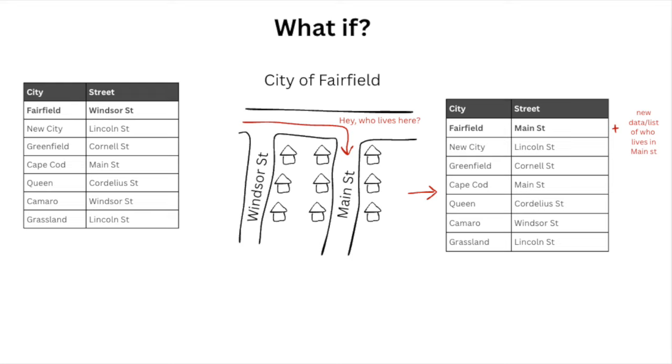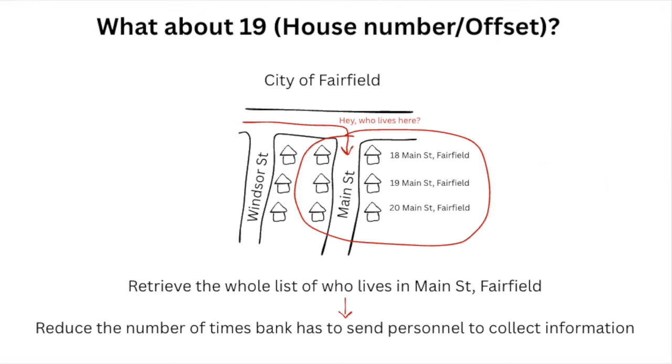This is the same as updating the tag, which is the street name, and updating the data, which is the resident's information. So there's something I left off. What about 19, or our house number, the offset? So remember how our cache retrieves a whole chunk of data from the memory. When our representative went to Fairfield, he collected the data of everybody who lives in Main Street, not just 19 Main Street. So if our curious mayor happens to ask who lives in 20 Main Street as the next request, the data would already be in the information bank, or the cache, which reduced the number of times we have to send someone to collect the information.